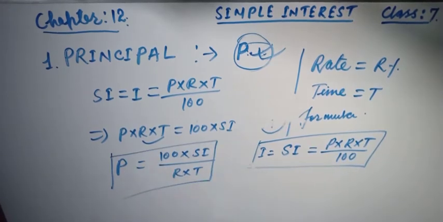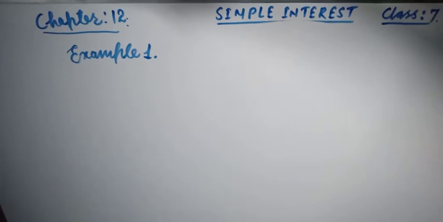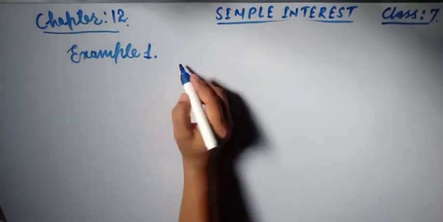Now see, friends, we have to solve some important questions, and I will take examples from chapter number 12. Example number 1 says, find the simple interest, means SI, on rupees 2,500 for 2 years 6 months at 6% per annum. Also find the amount. First write, friends, whatever is given.